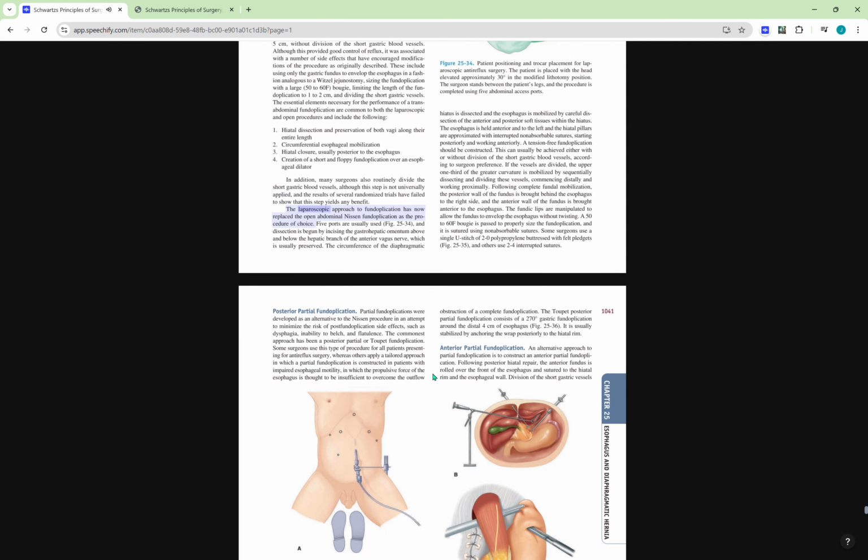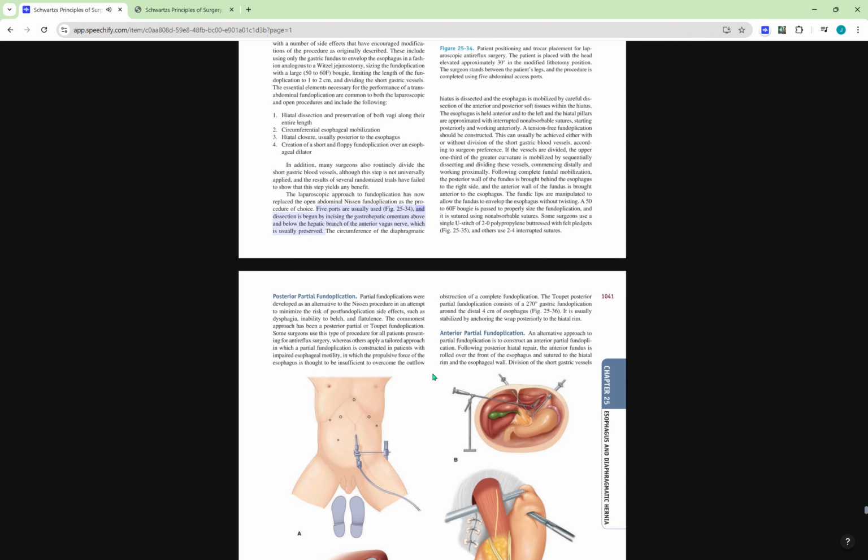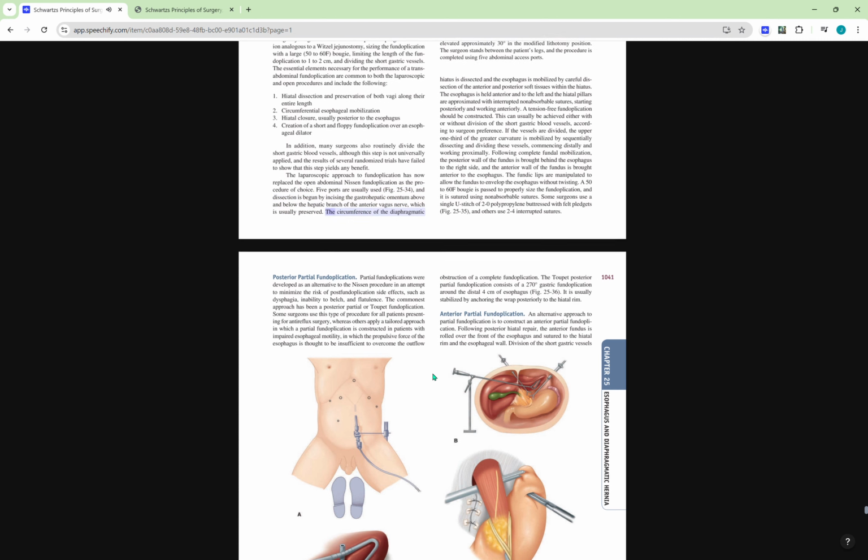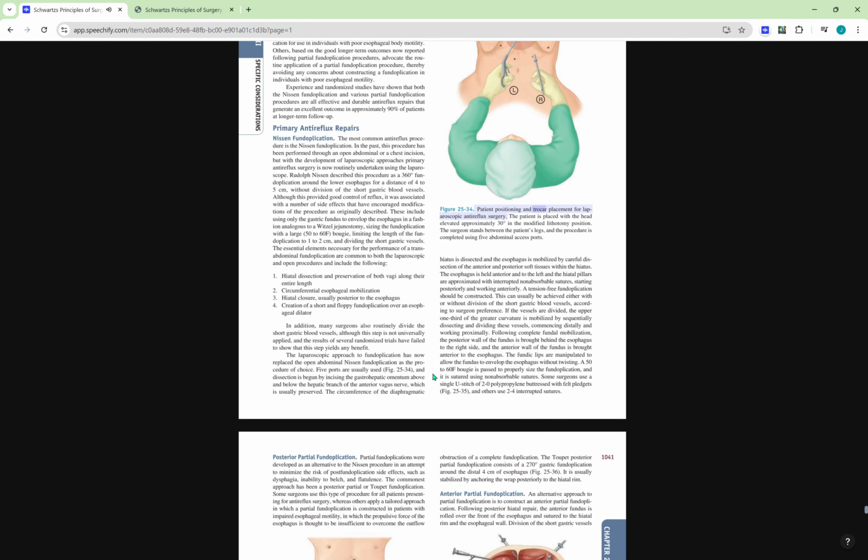The laparoscopic approach to fundoplication has now replaced the open abdominal Nissen fundoplication as the procedure of choice. Five ports are usually used, and dissection is begun by incising the gastrohepatic omentum above and below the hepatic branch of the anterior vagus nerve, which is usually preserved. The circumference of the diaphragmatic hiatus is then exposed. Figure 25-34: patient position and trocar placement for laparoscopic anti-reflux surgery.